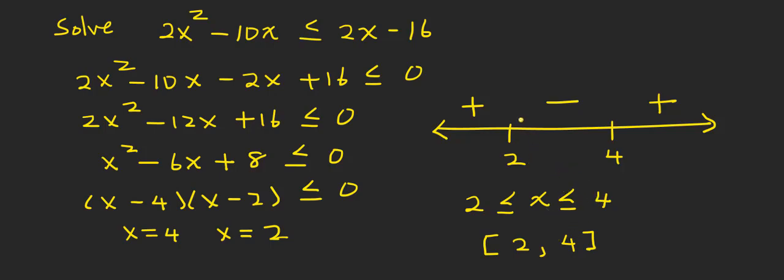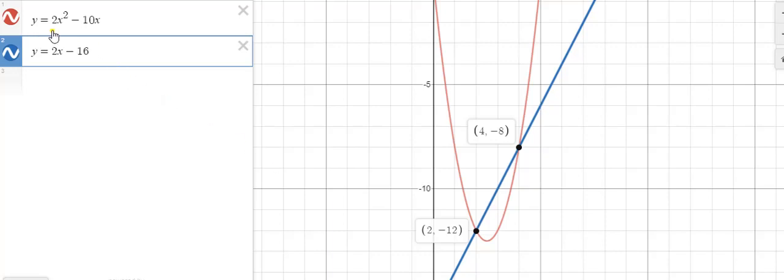Now let's see what happens graphically. So I'm going to graph these two separately and find out when this is less than or equal to this graph. So I got 2x squared minus 10x as a red graph and 2x minus 16 as a blue graph. Now notice, when is 2x squared minus 10x less than or equal to 2x minus 16?